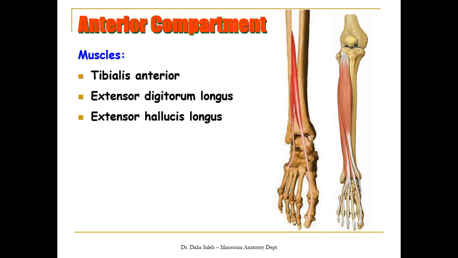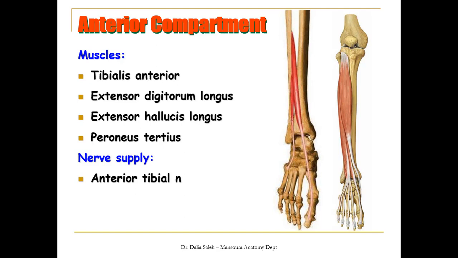Between them lies the extensor hallucis longus, which extends by a single tendon to the distal phalanx of the big toe, and a small muscle on the most lateral side of the front of the ankle. It's called the peroneus tertius muscle. The nerve supply of these muscles is through the anterior tibial nerve, also known as deep peroneal nerve, and they take their blood supply from the anterior tibial artery.